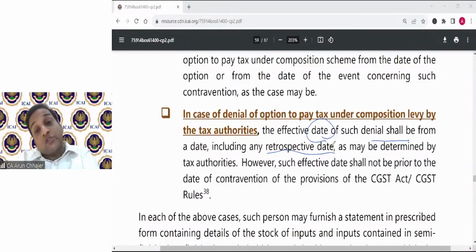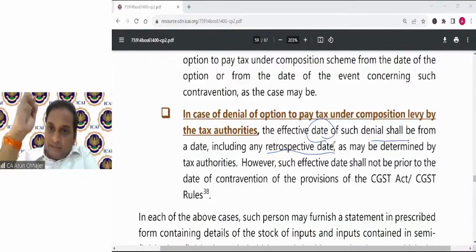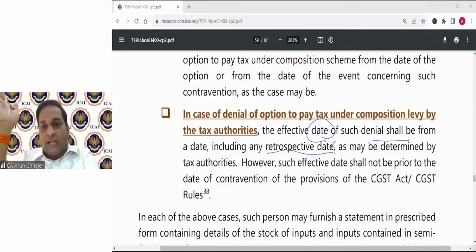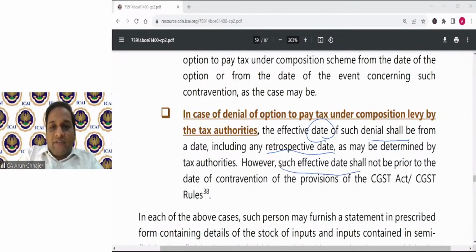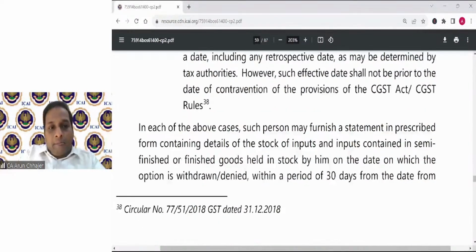Let's say from last year, the year before, or from when GST started, or from the date when you took the registration under composition, the officer has the power to deny, as may be determined by the tax authority. However, such effective date shall not be prior to the date of contravention of the provisions of the Act or the rules. In the above cases, such person may furnish the statement in the prescribed form.